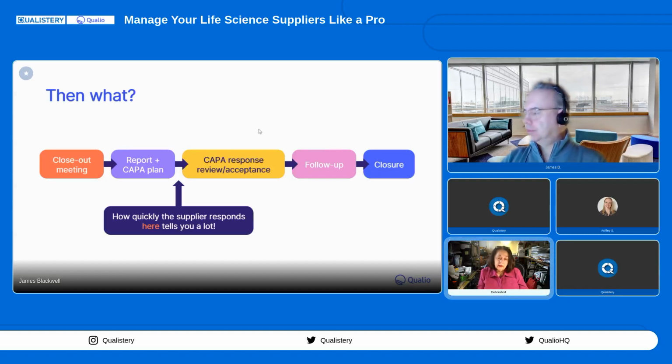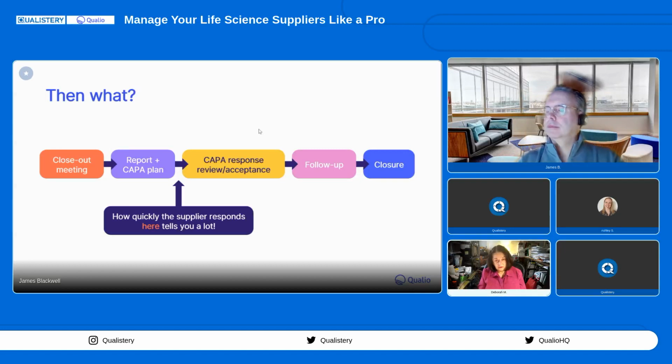Then you have the report and the corrective action plan. And how quickly the supplier responds tells you a lot, that is true, but you need to be understanding and flexible if they communicate with you that they have more to work on. What's more important is the response saying, we're going to do something or we did something to address these observations. And if it's we're going to do something, then you've got to decide how you want to follow up. Do you want to wait till the next cycle for on-site audits? Or is it something that you really want to see that they followed through on their corrective action?